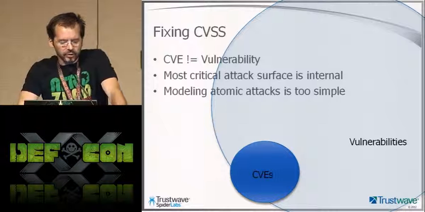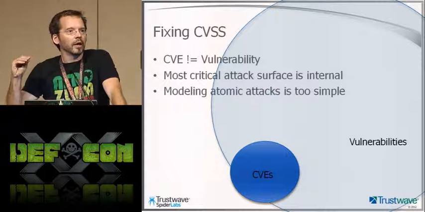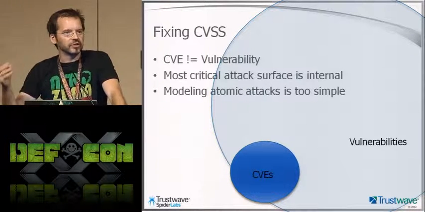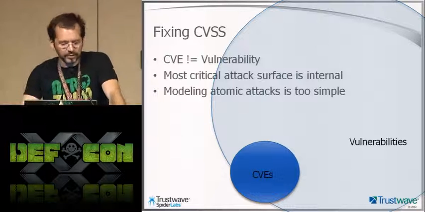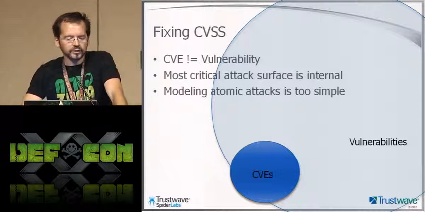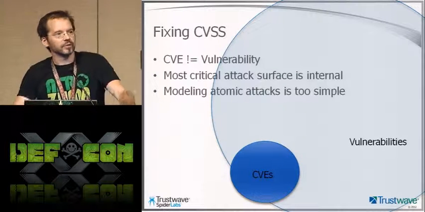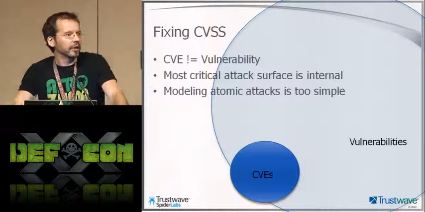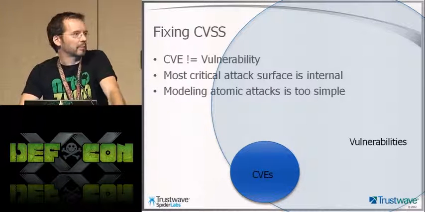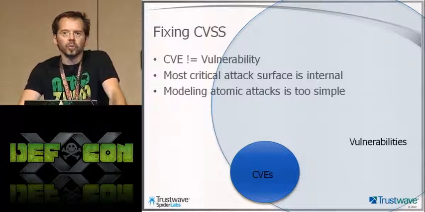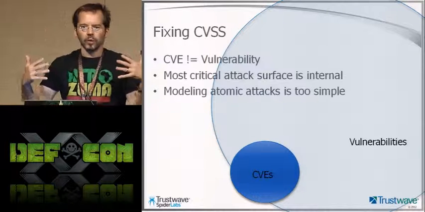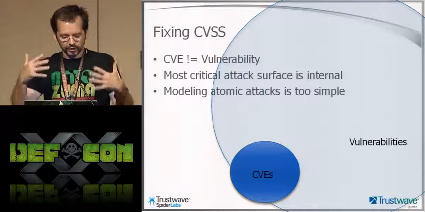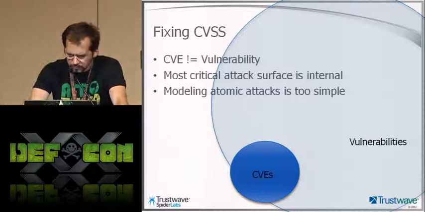I think the most critical attack surface is internal, so I want to see scoring that prioritizes that and brings attention to that. And I want to see a scoring system that allows us to put vulnerabilities together and put some kind of conglomerate score on it, so we actually line up where attackers are going with what defenders react to.